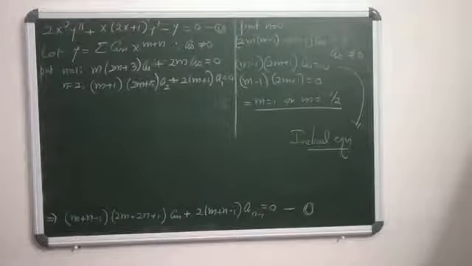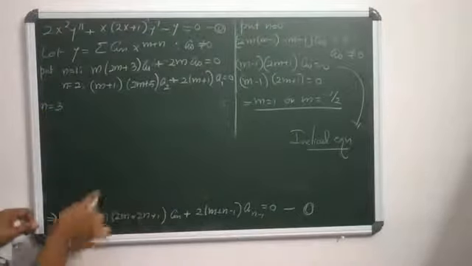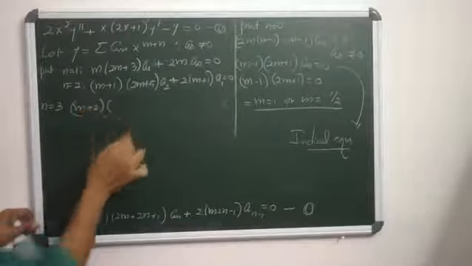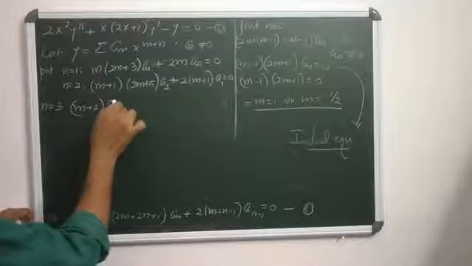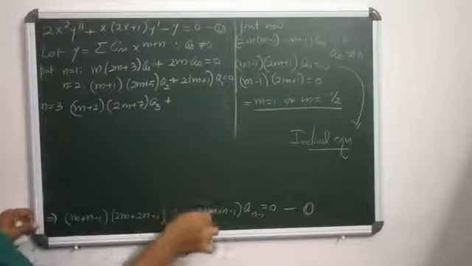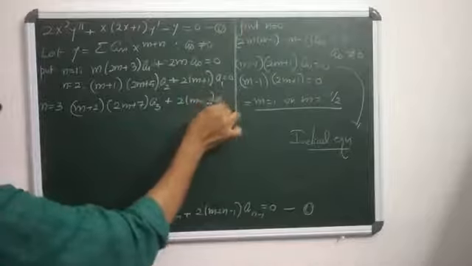Okay. When n equals 3, so what is it? n equals 3, it is m plus 3 minus 1, so it is m plus 2. m plus 2 into 2m plus 2 into 3, 6 plus 7. So it is 2m plus 7 into a3 plus 2 into m plus 2, a2 equals 0.